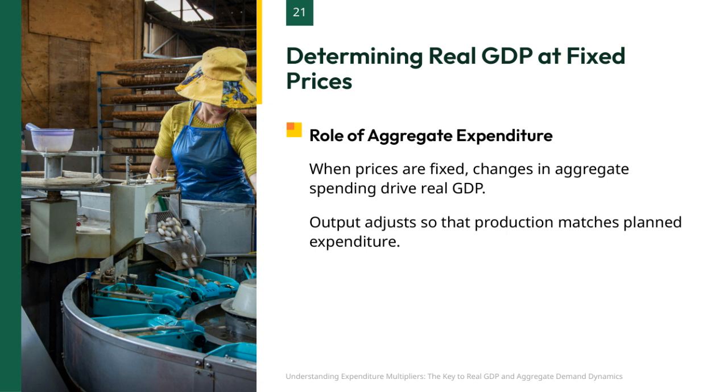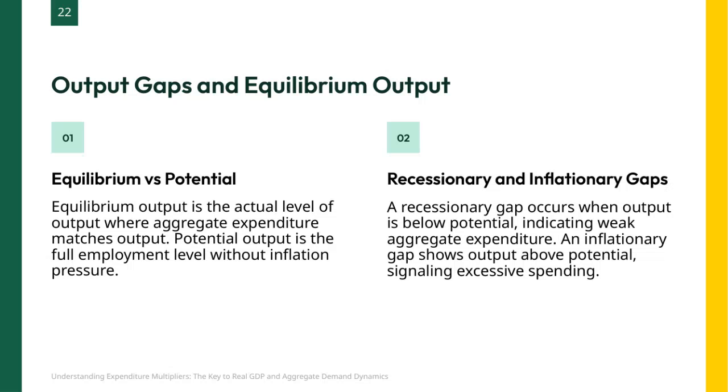Essentially, output adjusts to ensure that what's produced aligns with planned expenditure. This means if aggregate spending increases, production ramps up to meet that demand, and if spending falls, output decreases accordingly. This relationship highlights the critical role that aggregate expenditure plays in shaping the actual level of economic output when prices aren't changing.